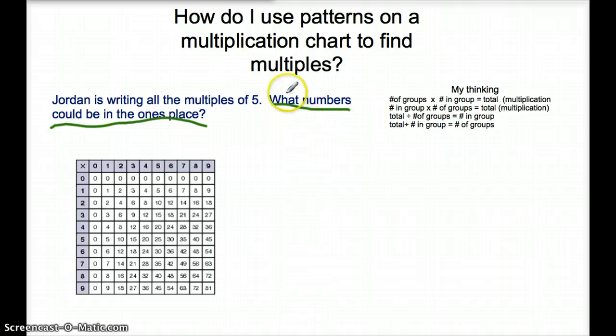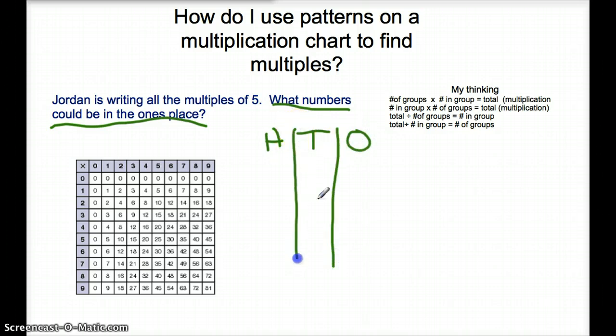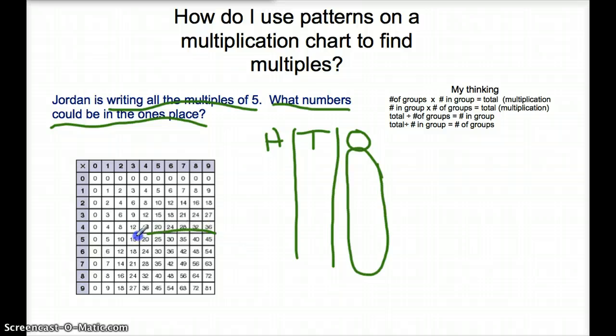Okay, so when I think about what that means, I know numbers are like hundreds, tens, and ones. And it wants to know what numbers could be in the ones place. Okay, so what information does it give me? It says she's writing all the multiples of 5. So let me go to my multiplication chart. And here's all the multiples of 5. So I'm going to write them here.